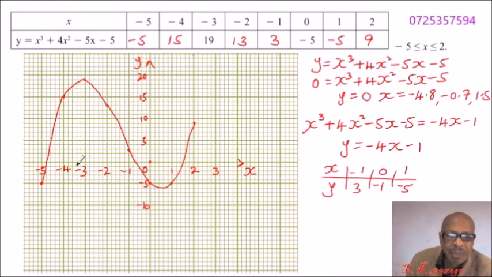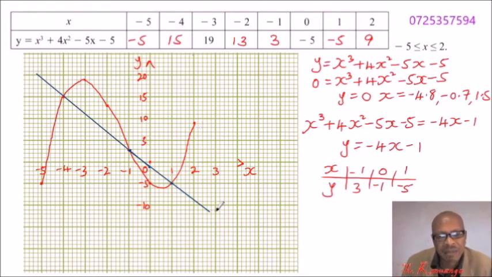So when x is minus 1, y is 3. That's where the point is. When x is 0, y is minus 1. We have it. When x is 1, y is minus 5. So what you do is draw a straight line passing through these points and see how it looks. So this is the graph that I have come up with.